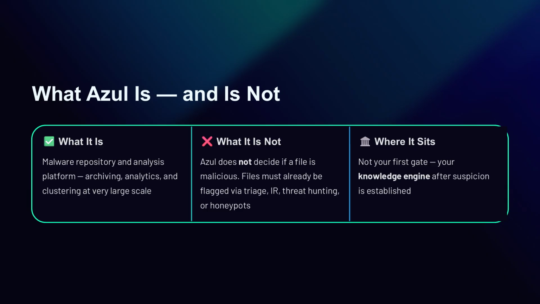Anything stored in Azul should already be identified as suspicious or malicious through binary triage tools, incident response activities, threat hunting, or honeypots. That distinction matters for leaders because it tells you how to place Azul in your incident response architecture. It is not your first gate. It is your knowledge engine after suspicion is established.